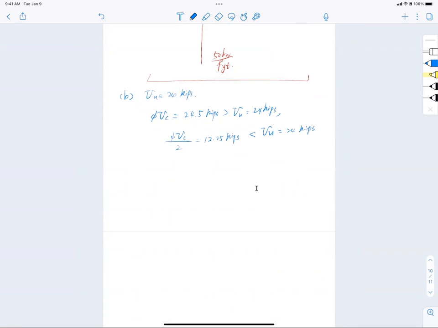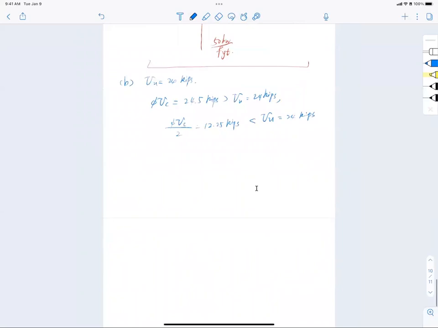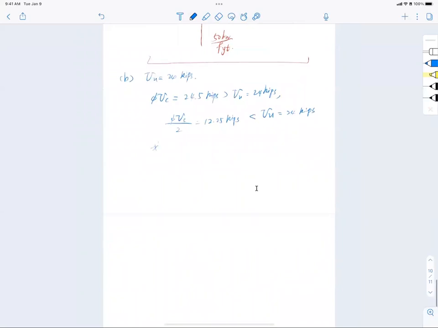So when you have this case, no need to compute Vs. Use maximum spacing instead.